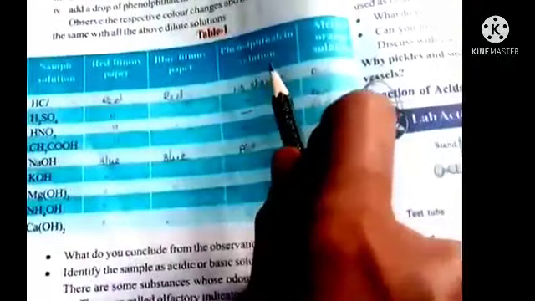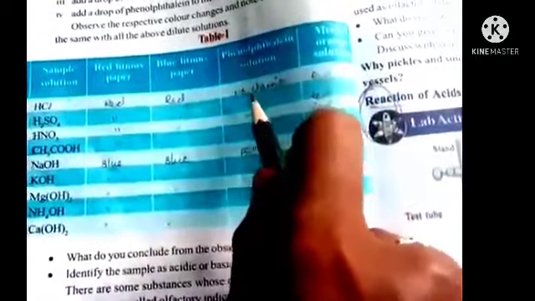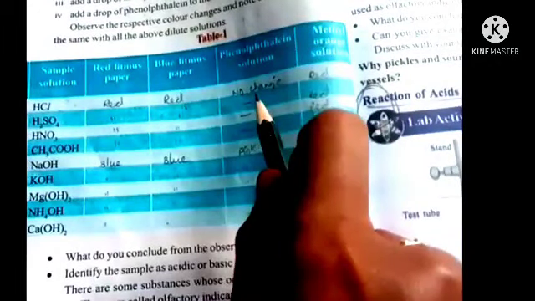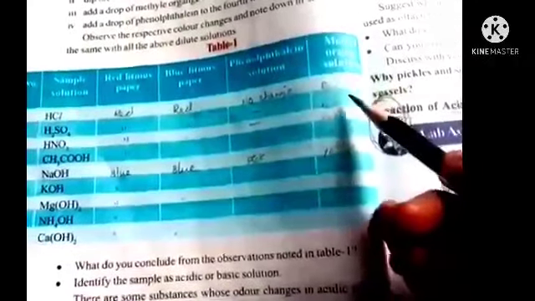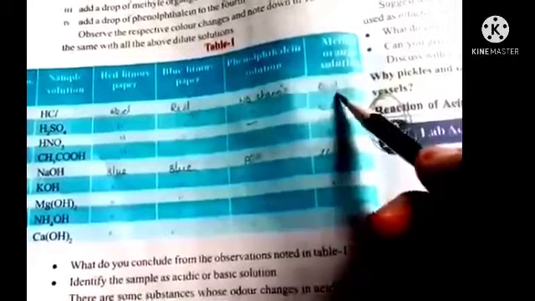Then the phenolphthalein indicator or phenolphthalein solution is pink in color, but when we dip it in acids, it becomes a colorless solution. After we put in the bases, it is pink in color. Then the methyl orange solution turns into red color.